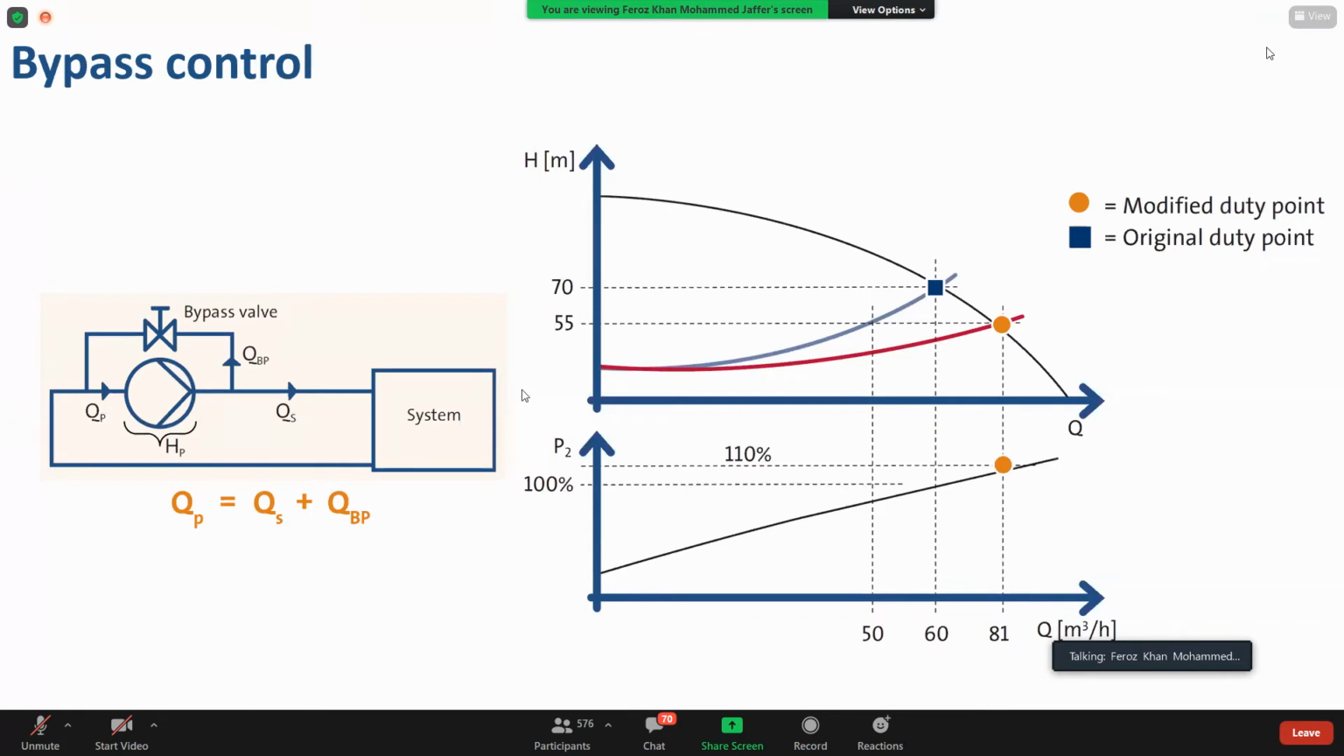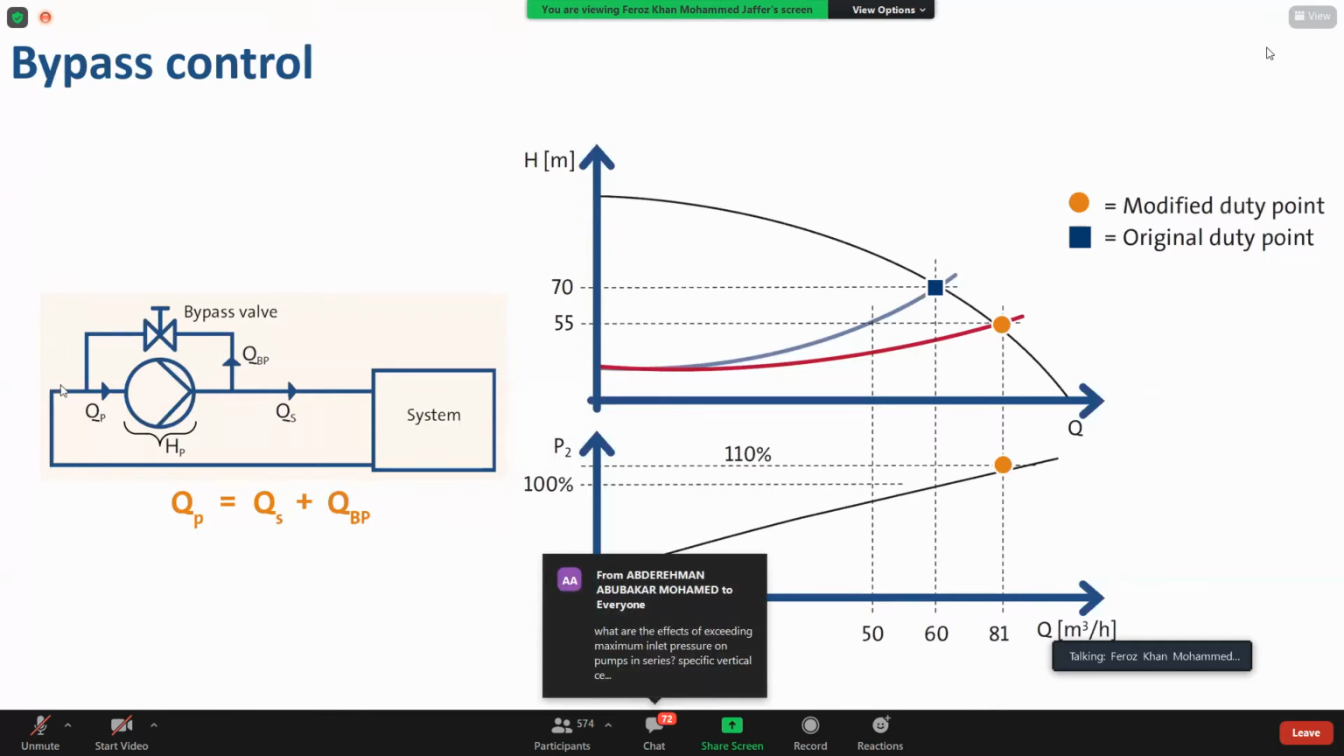In this case, we use a bypass valve. We install a valve parallel to the pump. When we open this valve, the system resistance will come down. When this valve is completely closed, we have some X pressure and it is going directly to the system. When we open this, the pressure will drop because we are reducing the resistance. When we open, we are letting the water come back to the pump.